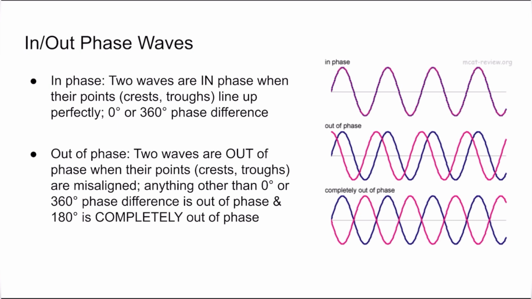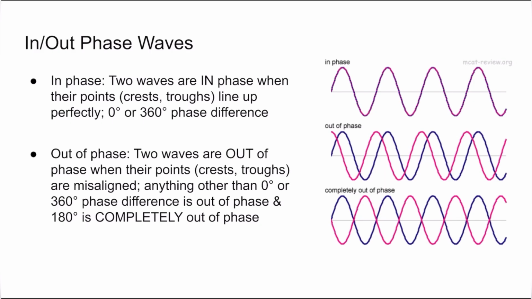Now, in and out of phase waves have the same gist. Waves are in phase when their points line up perfectly, so they can either have a 0 or 360-degree phase difference. Waves are out of phase when their points are misaligned.